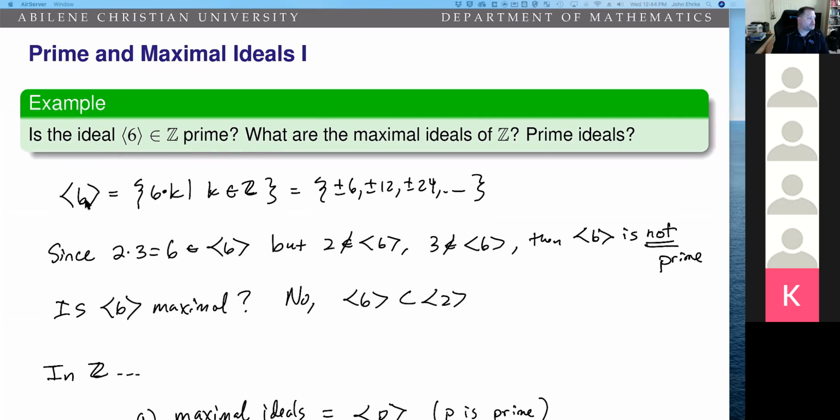So we showed that the principal ideal generated by 6 in Z is not a prime ideal because the product 2 times 3 is 6, which is in the ideal, but neither 2 nor 3 are elements. In fact, we'd have to have one of the two be in the ideal for it to be prime. So it is not prime because not every product of two elements from the ring has at least one of those elements in the ideal.